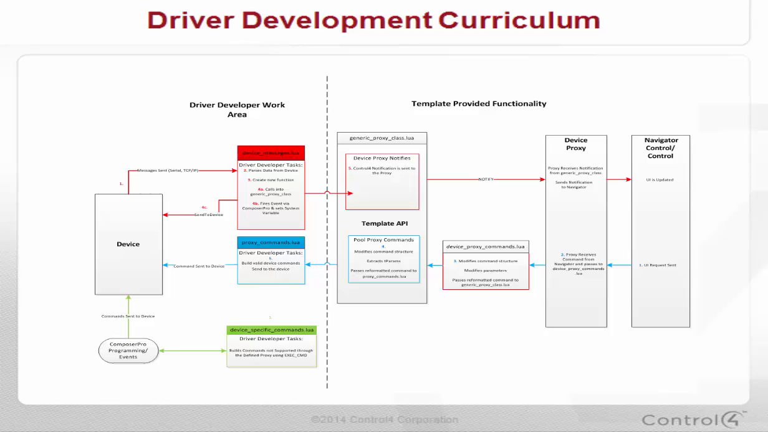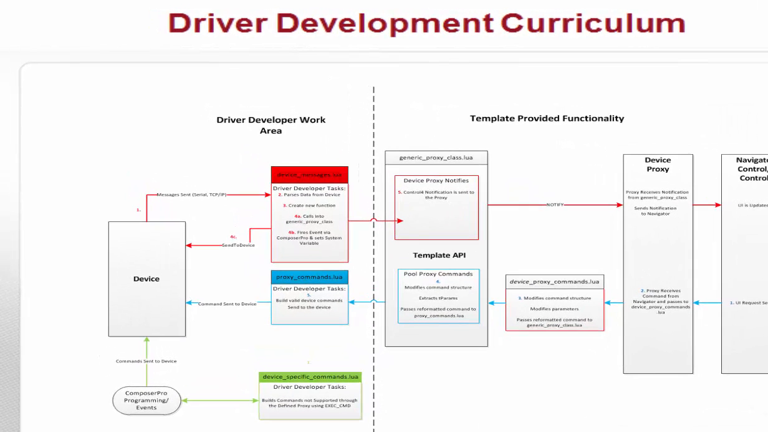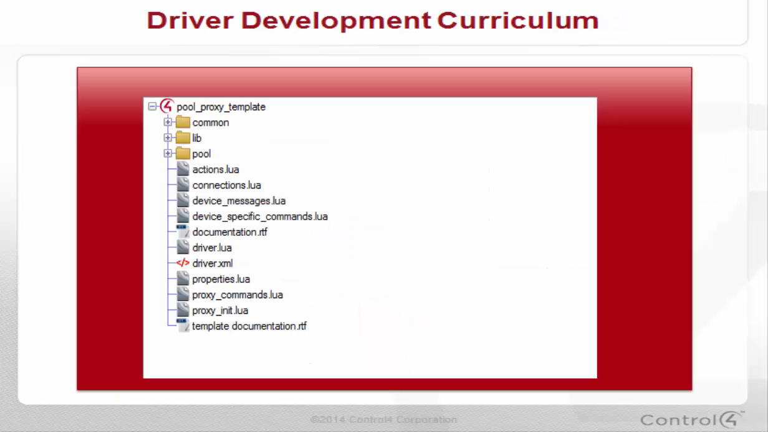Let's take a look at the template workflow diagram to understand how the various areas of the diagram represent not only a c4z driver, but also how data moves through it. Starting at the left, we can see the device for which we wish to write a driver. Immediately to the right of the device, we can see three Lua files: device messages, proxy commands, and device-specific commands. Here are those same files within a c4z file.